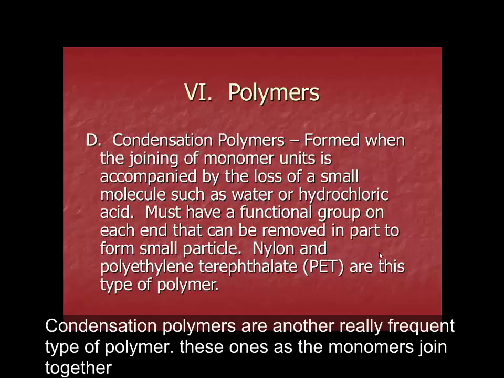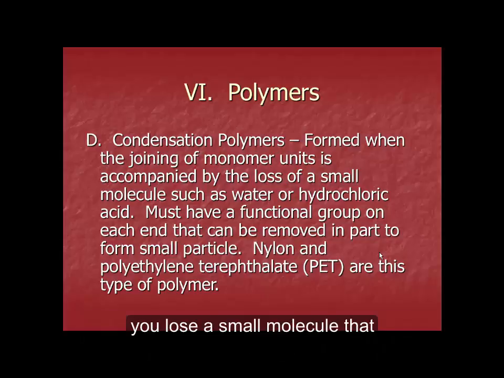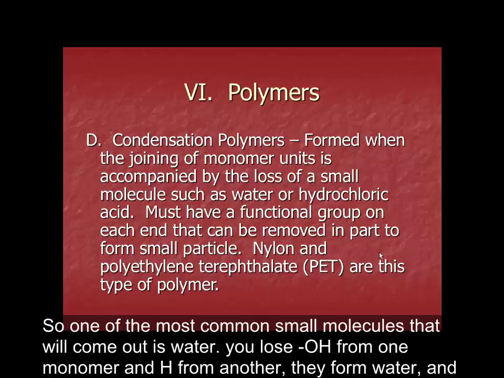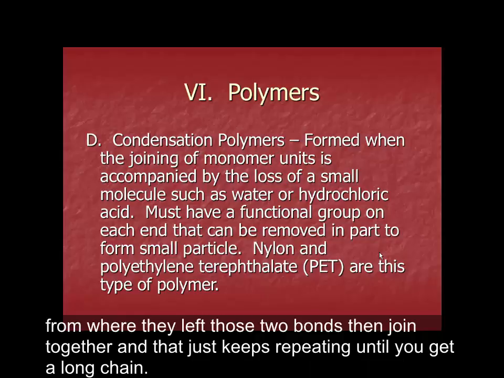Condensation polymers are another really frequent type of polymer. With these ones, as the monomers join together, you lose a small molecule that comes out so that you've got electrons there to form your new bond in the chain. One of the most common small molecules that will come out is water. You'll lose an OH from one monomer and an H from another. They form water, and from where they left, those two bonds then join together, and that just keeps repeating until you get a long chain.